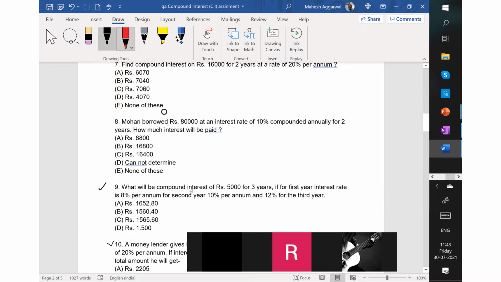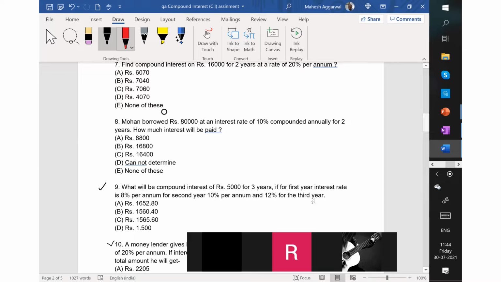This question I'll do for you, and this says principal is 5,000, but the interest rate is changing. See, the interest rate is 8% per annum. First year it is 8%, for second year it is 10%, and for the third year it is 12%. So what will you use? The formula which I had told you.